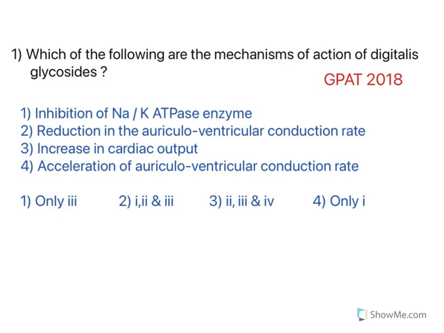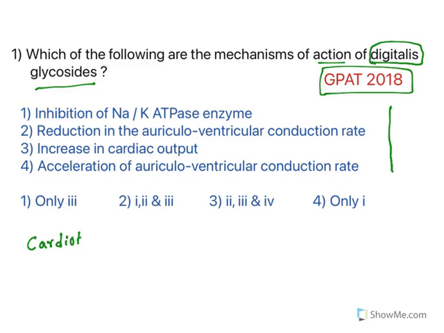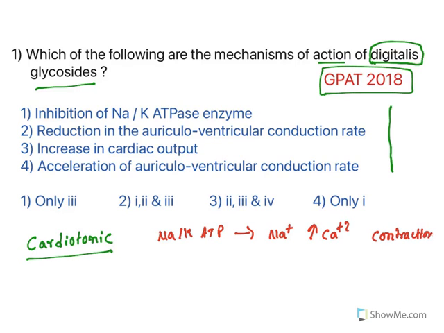Let us analyze them. Now this is tested in 2018. Which of the following are the mechanism of action of digitalis glycosides? Now see, all of them are biochemical actions and you need to understand thoroughly. What is the physiological effect? Digitalis is a cardiotonic. Cardiotonic, that means it increases cardiac output. That is the physiological action. But what is the biochemical action? It acts by inhibiting sodium-potassium pump. So when the sodium-potassium pump is inhibited, sodium levels inside the cardiac cell increase. That also increases the levels of calcium. When calcium is increased, cardiac contraction increases.